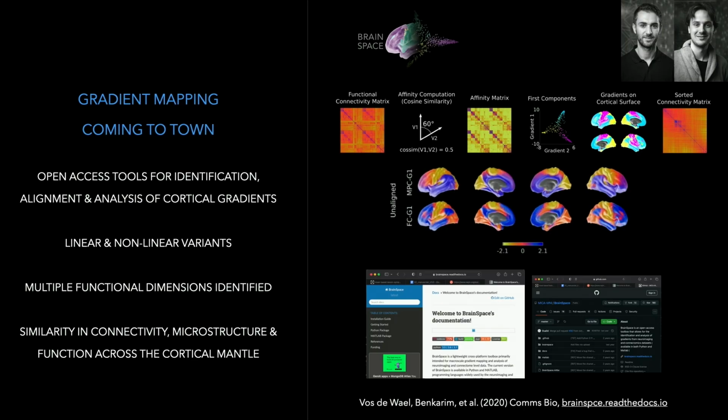And these we can then display on the cortical surface. And we can then again use, for example, specific components to resort our connectivity matrix. So here you can see the same matrix resorted along the first gradient. You can really see this really nice structured pattern.